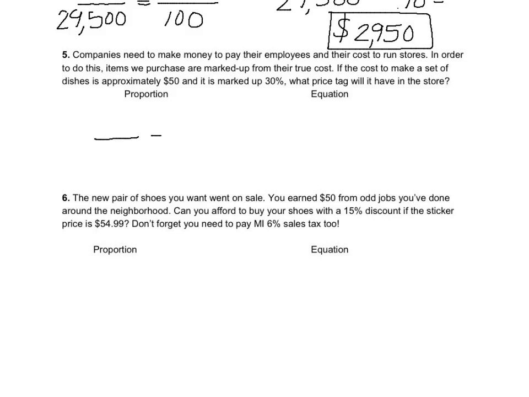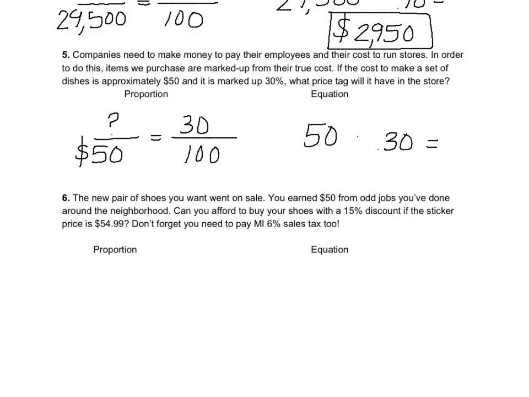So when we go to the store, we never really know what the true cost is. We only see the higher cost that the store charges. So once again, percent is always out of 100. As far as we know, 100% is that $50. We need to figure out what 30% is. The equation would be starting with the amount that we are aware of, $50, multiplying that times 30% in decimal form, which is 0.30. And we would find that it is marked up $15.